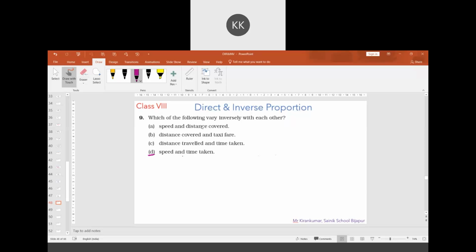If you travel with some speed, you will cover some distance. If the speed is increased, distance also gets increased. This is direct. Distance covered and taxi fare: if you travel 100 kilometers, you'll be paying some 500 rupees. The same, if you travel 1000 kilometers, you have to pay more. So direct proportion. Distance traveled and the time taken: more the distance traveled, more will be the time taken. Direct proportion.